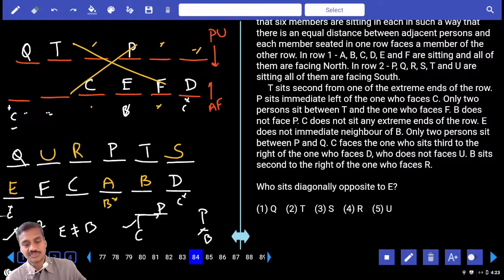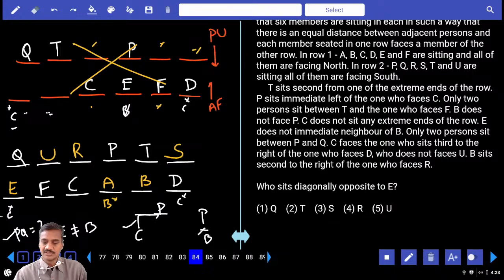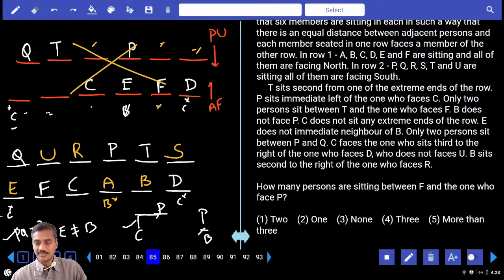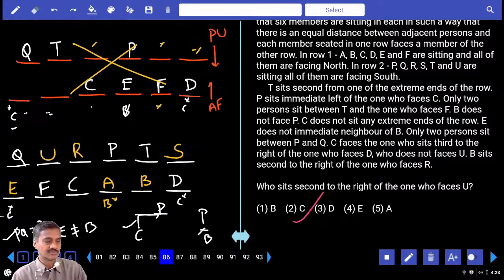The next one, who sits diagonally opposite to E? Diagonally opposite to E is S, choice 3, question number 84. The next one, 85: how many persons are sitting between F and the one who faces P? Between F and the one who is facing P, there is exactly 1 person, that is choice 2, question number 85.